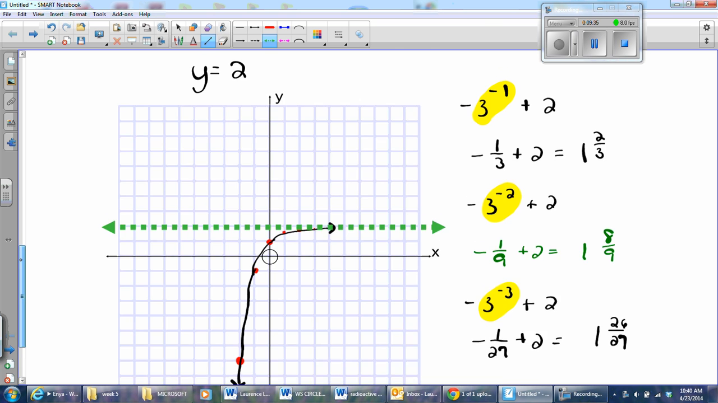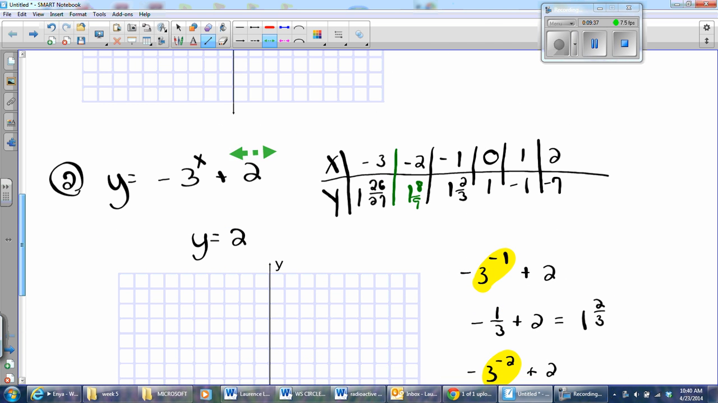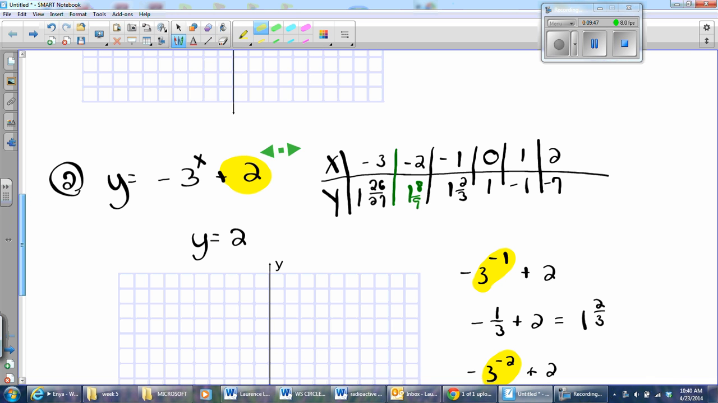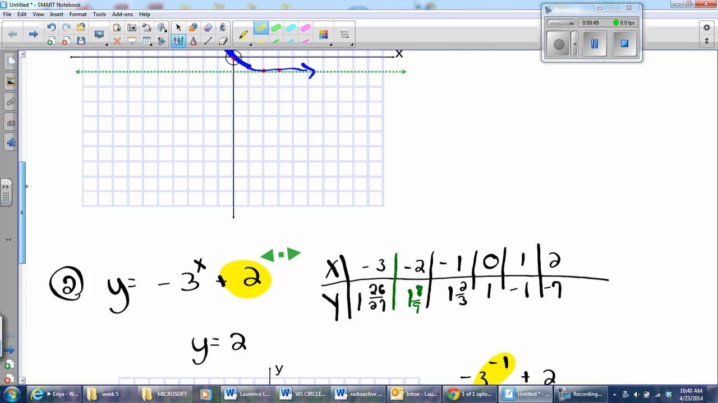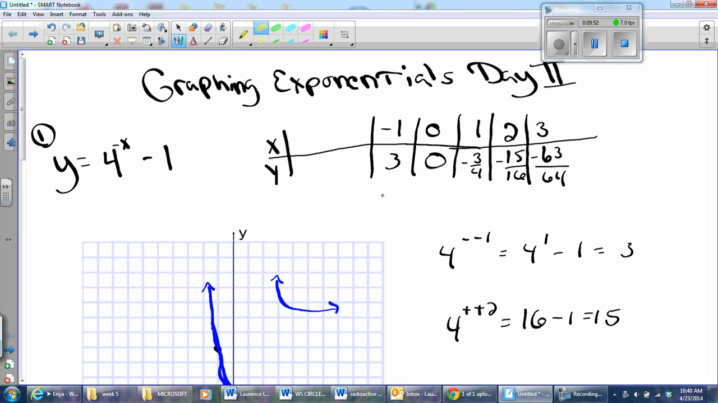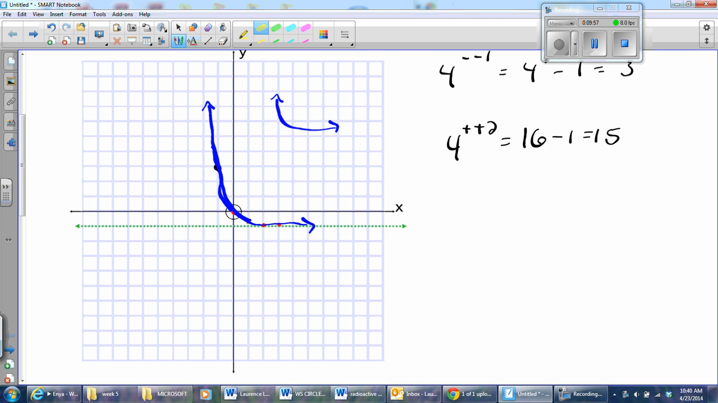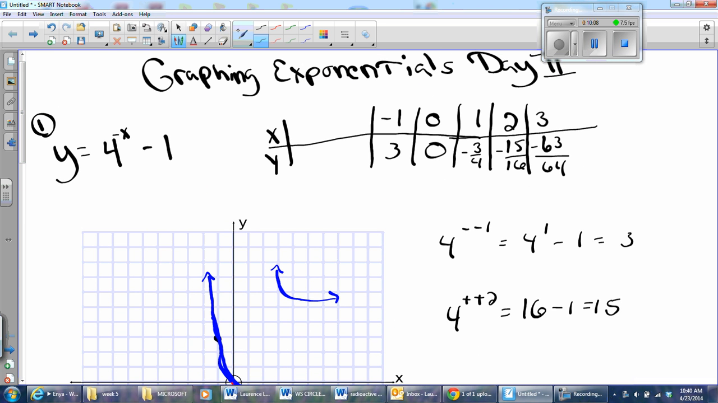Hey, did you notice something? This was at y equals 2. And look at that. Whoa, I meant to highlight. That's not a highlighter. Mr. Lawrence, what are you doing? Hey, y equals 2. Hey, what is this asymptote? I think it was at, looks like it's at y equals negative 1, right? That would be the line y equals negative 1. And look. Negative 1. Coincidence? I think not.